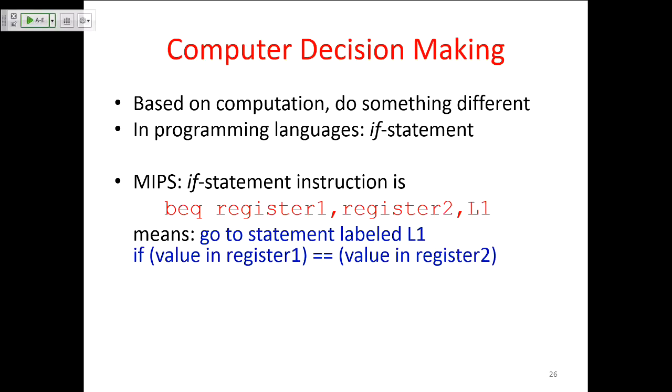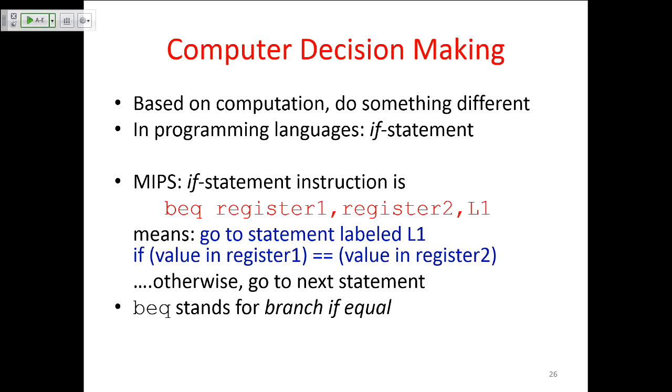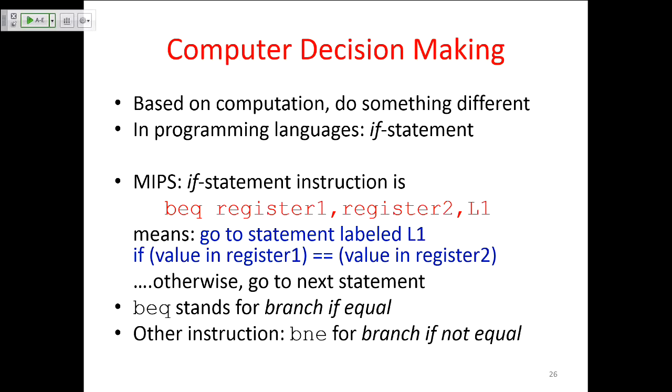Okay, so we're going to have this branch if equal. If you don't jump, you don't branch, you will just go to the next statement. So if my code has multiple lines of instructions after BEQ, and the condition is not true, I'll just continue. This stands for branch if equal. Sometimes that's not the condition I want to test. I want to test branch if not equal, and because that also appears very frequently, there's another instruction called BNE, branch if not equal.